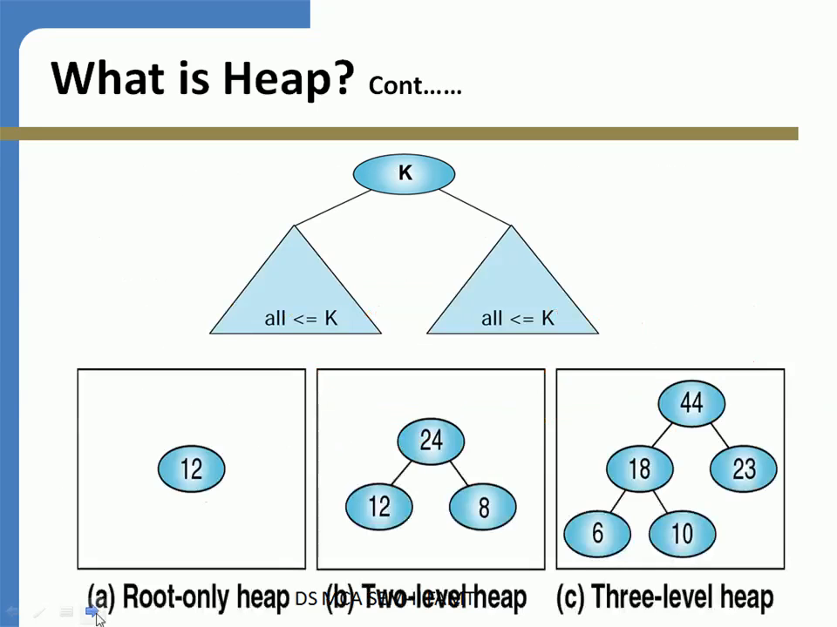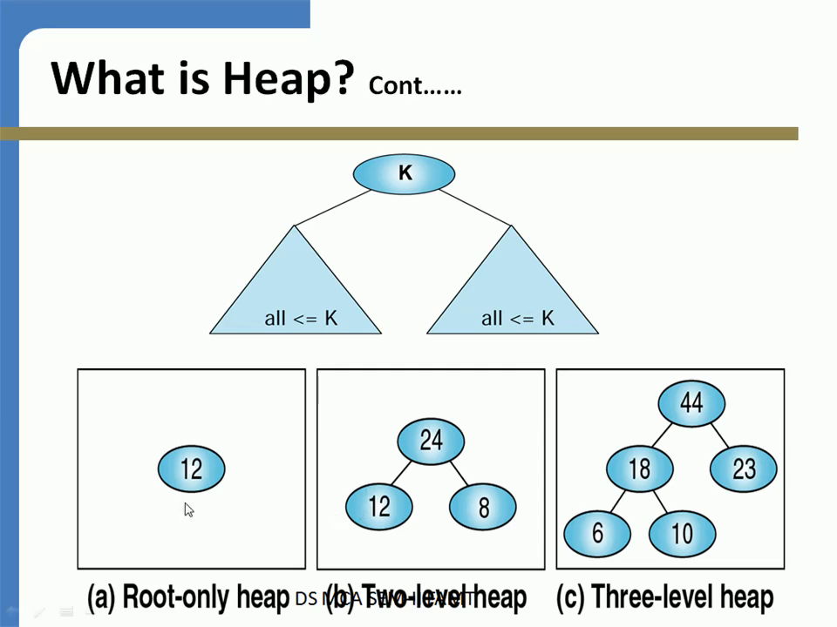So this is how we can represent the heap. K is the root, so all values which are less than or equal to k will go to the left and right subtree. We will not follow any specific criteria whether the value less than k will go to the left tree or the right tree. We just look at the root. If the value in the root is greater than the children, then it is a max heap.